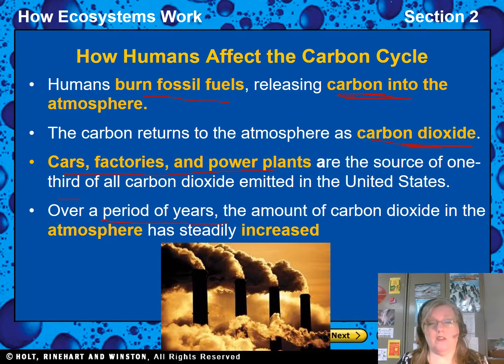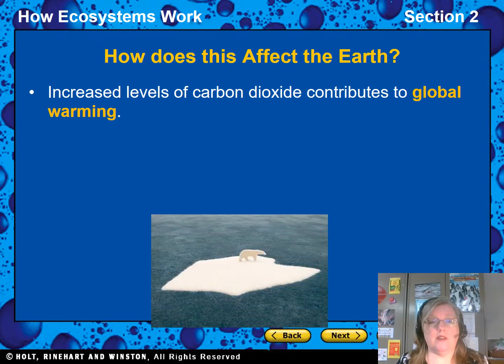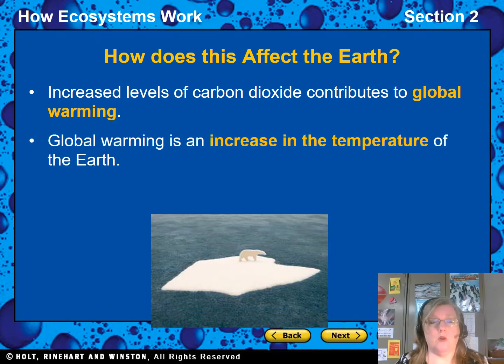Over a period of years, the amount of carbon dioxide in the atmosphere has steadily increased, and along with it, global warming has occurred because this carbon dioxide that's coming out from the factories and from us burning the fossil fuels is heating up the world. These increased levels of carbon dioxide contribute to global warming, and global warming is officially an increase in the temperature of the Earth.